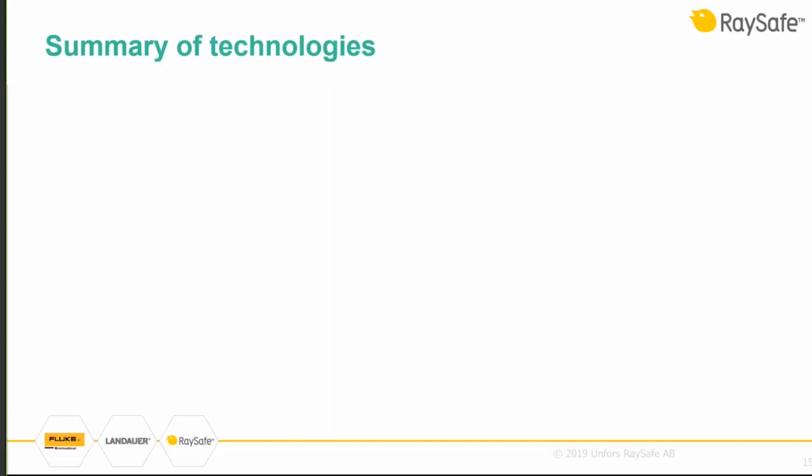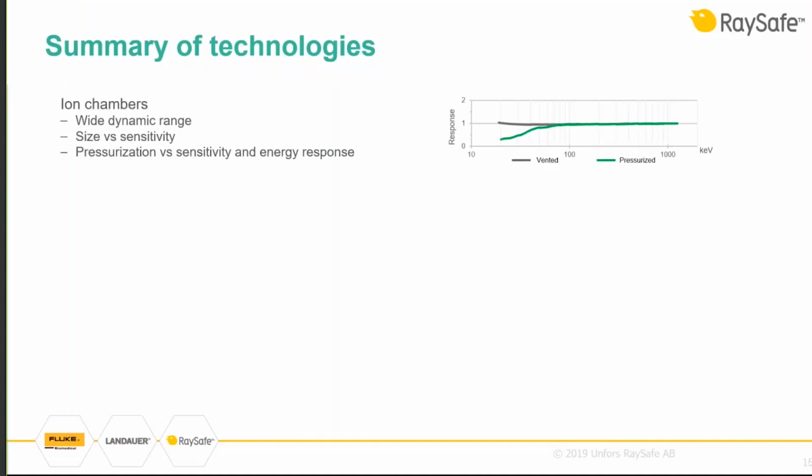All right, so let's get back to the summary and looking at the ion chambers. They typically have a wide dynamic range. You should consider the size versus the sensitivity, or having a pressurized ion chamber versus sensitivity, and with the lack of a little bit less energy response in the lower ranges.